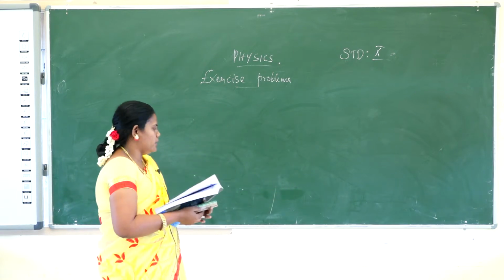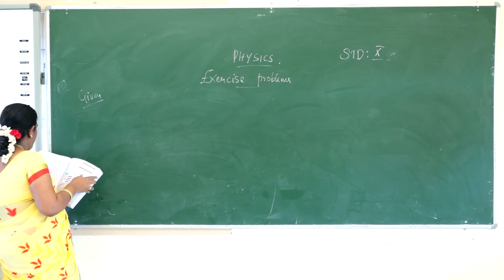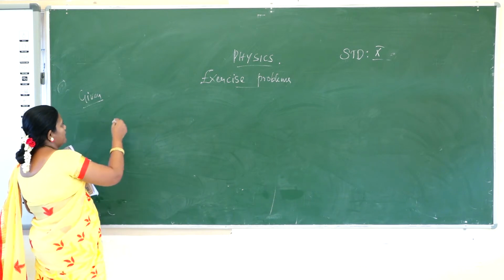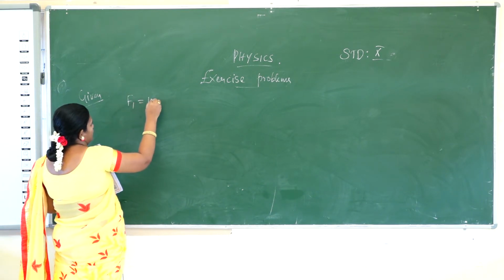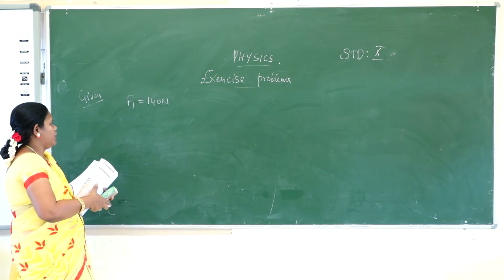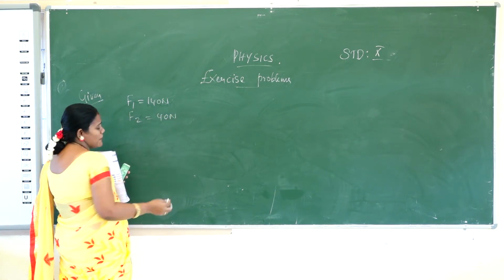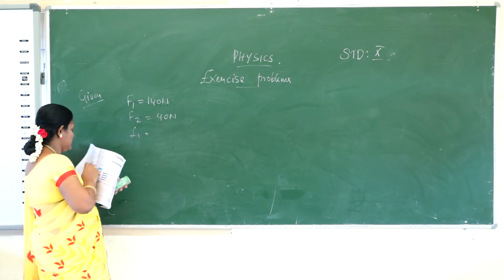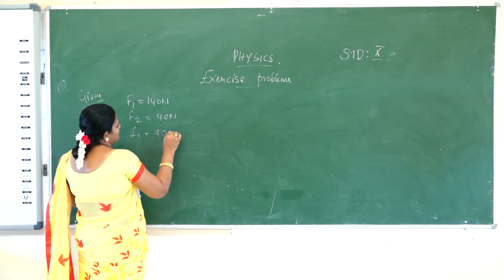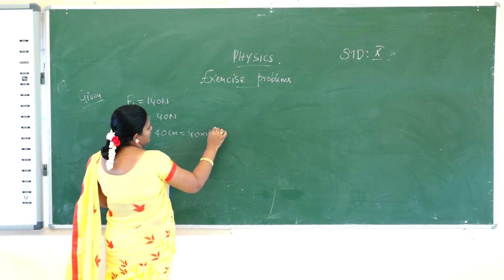First, what are the given values? The force applied by the person, F1, is equal to 140 Newton. The second force F2 is equal to 40 Newton. The spanner length L1 is equal to 40 centimeter. Convert 40 centimeter to meter: 40 into 10 power minus 2 meter.